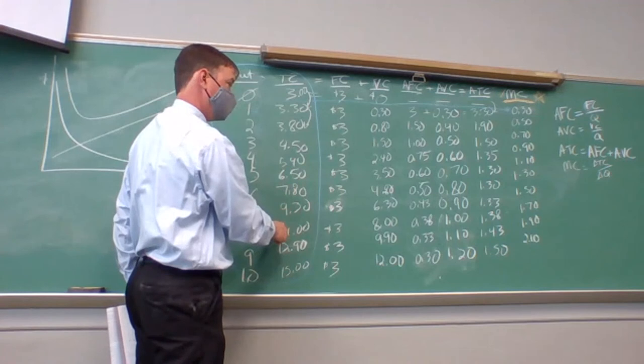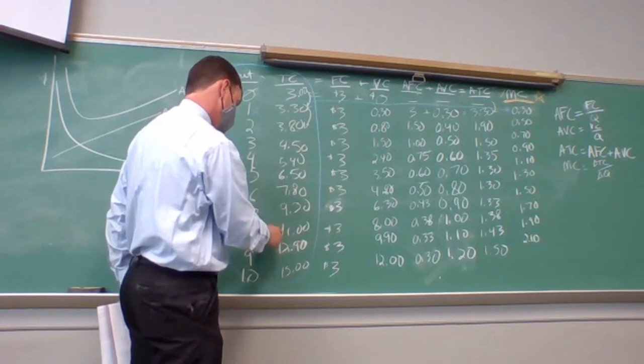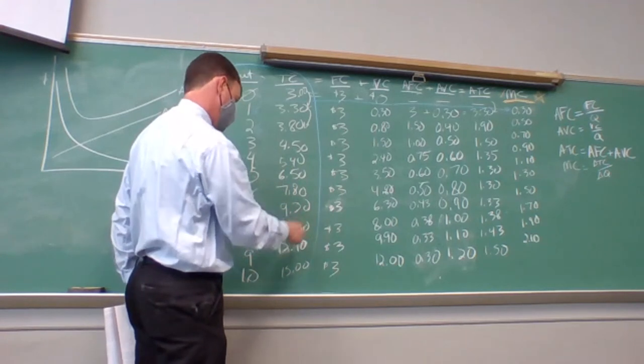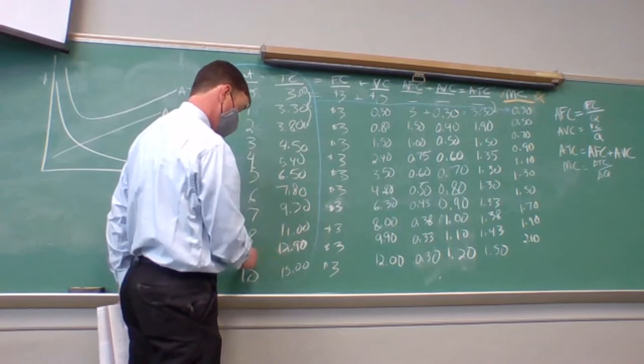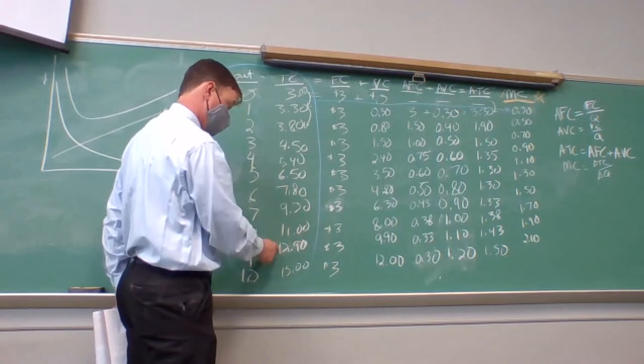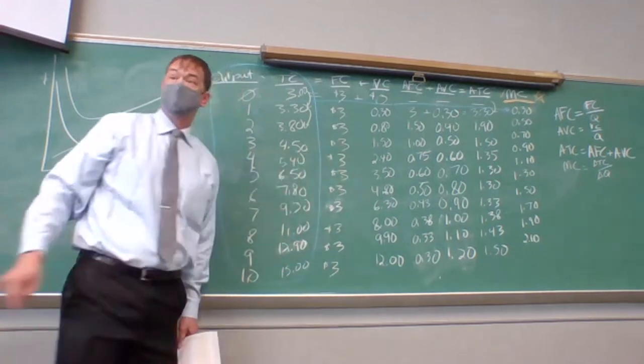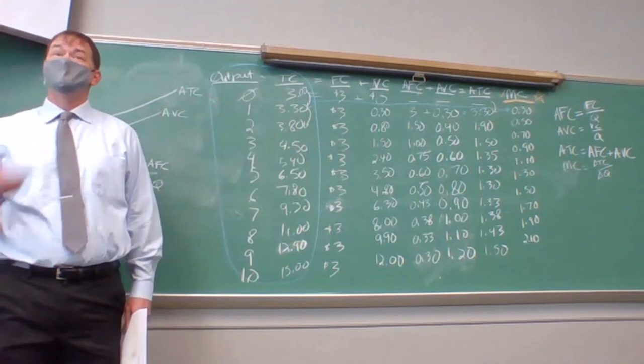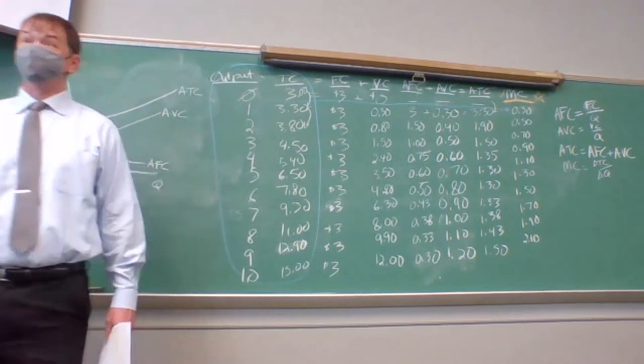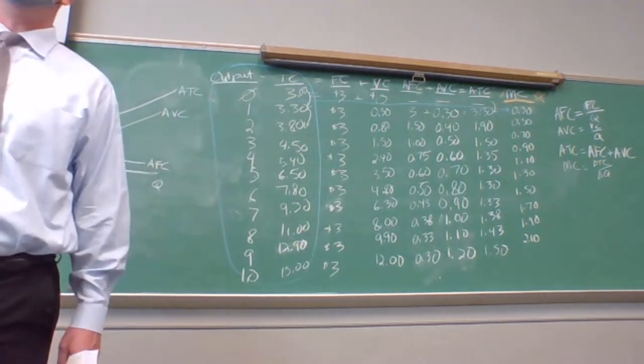$9.30 to $11 we're looking at $1.70. $11 to $12.90 you got $1.90. $12.90 to $15, going from 9 units to 10 units, right? That's $2.10. See how I did that? Is any of that complicated? Simple math, right?